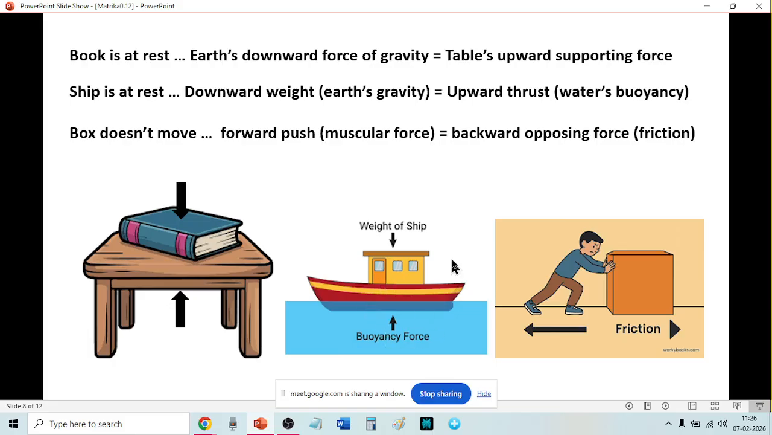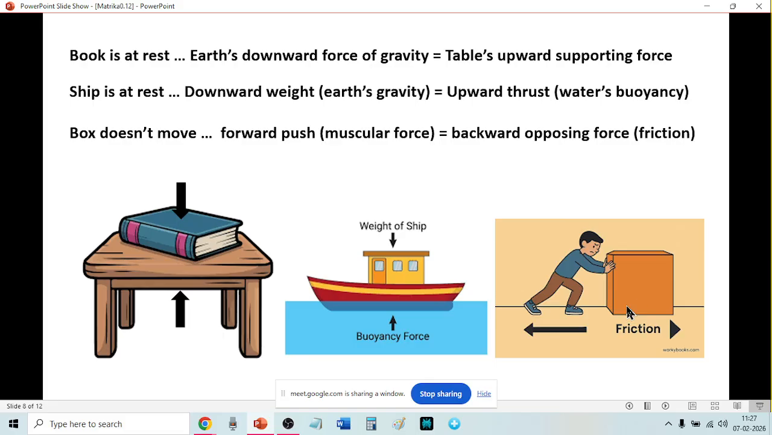Why is this at rest? The weight of the ship is acting downwards, the buoyancy force is acting upward, the two are equal and opposite, they cancel each other, balanced forces. Weight of the ship acting downward and the buoyancy acting upward. So both are equal and opposite, that is why the ship is not going up or down.